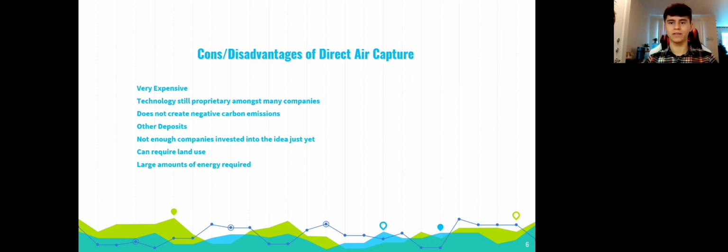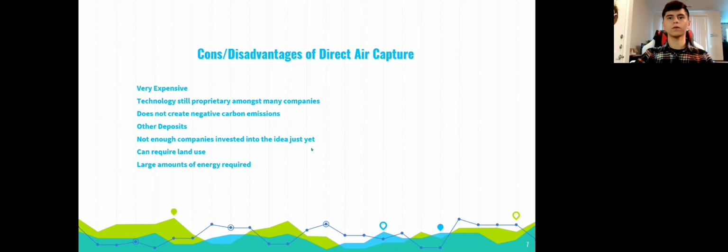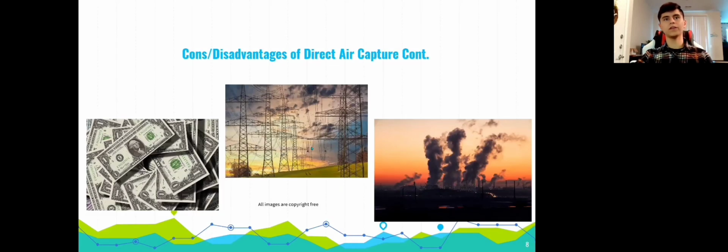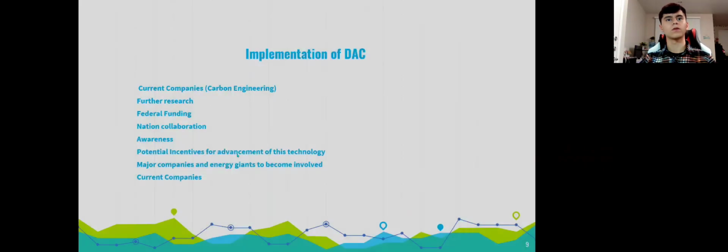So that's it for the negative impacts. And just in case you didn't get some of those concepts down, the biggest ones are that it costs a lot of money, much energy or electricity in this case, and that it will still be producing carbon if we were to use this machine on a wide scale.